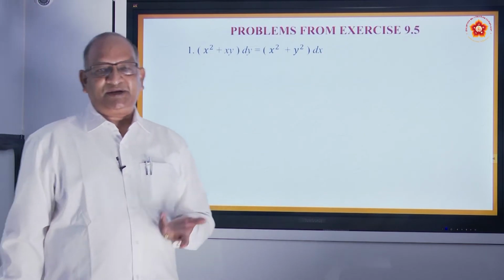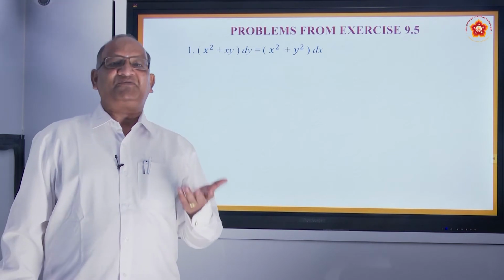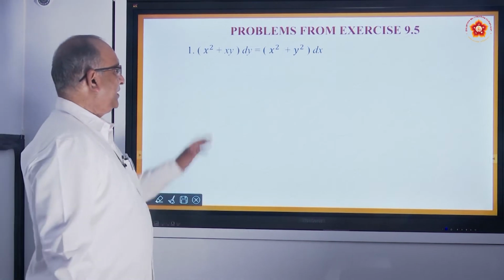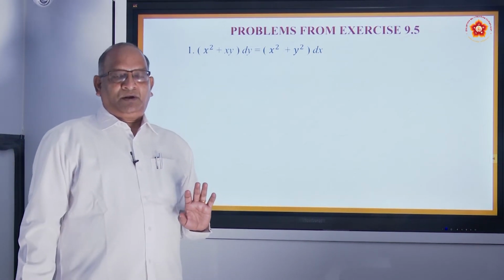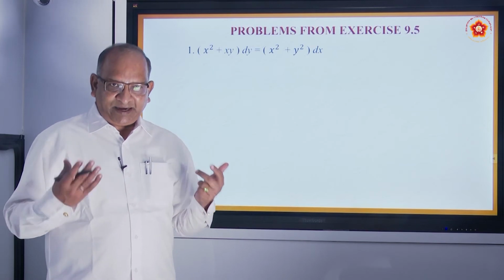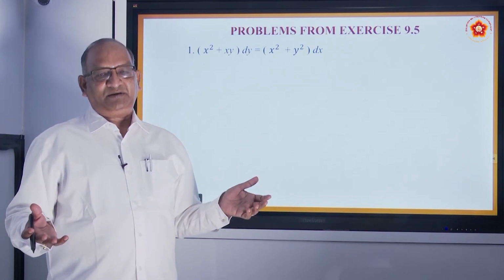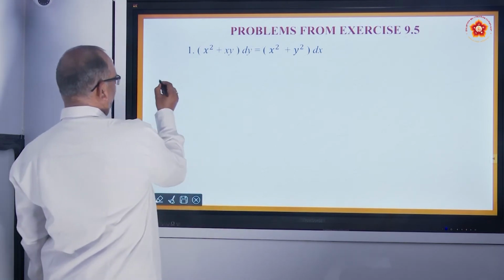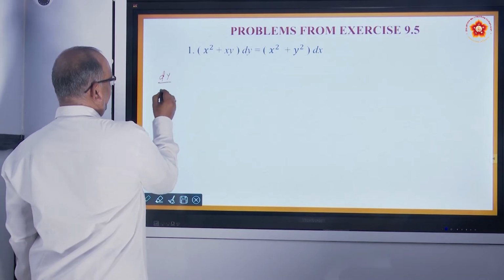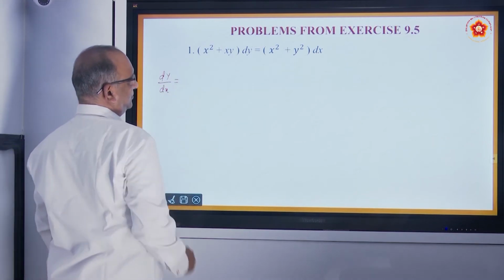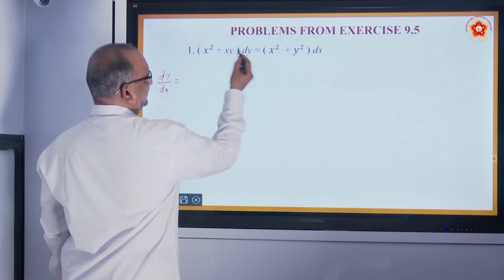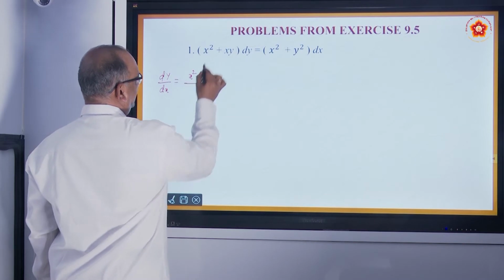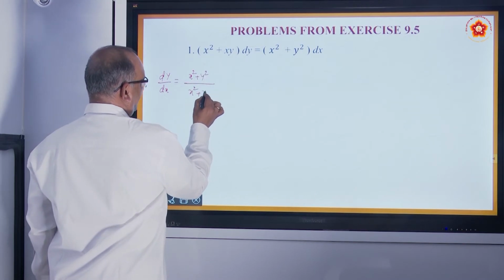Now we have problems. In order to understand this particular concept which we have discussed, let us solve the problems. This is the first problem. First, try to write the given equation in the form dy by dx equal to. So what do we get here? We will get dy by dx equal to, means get dx this side, take this term that side. So you will get x square plus y square upon x square plus xy.